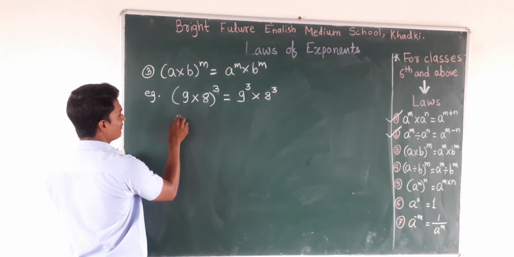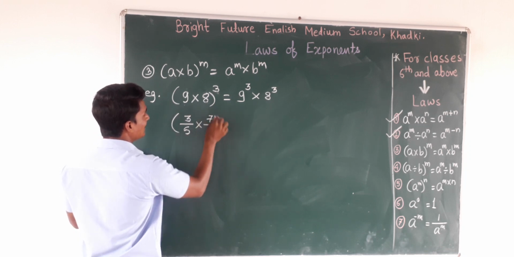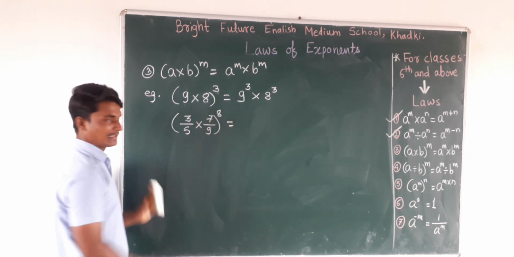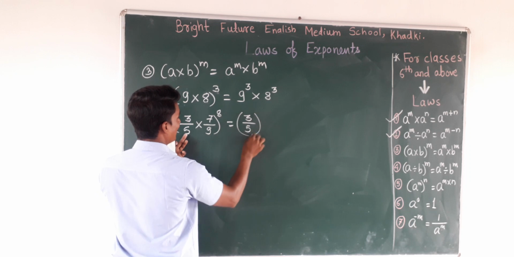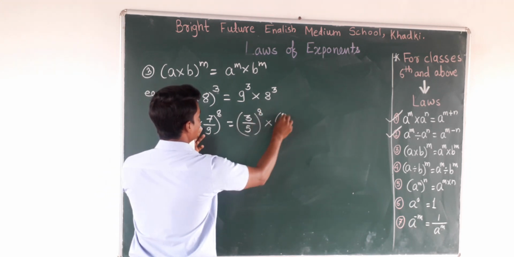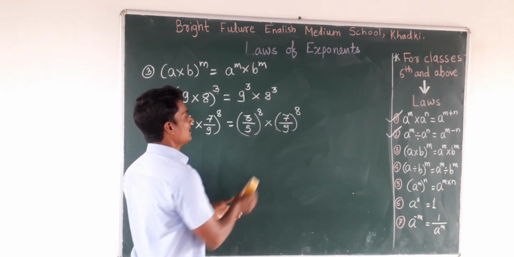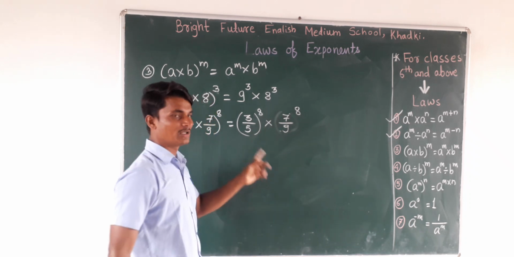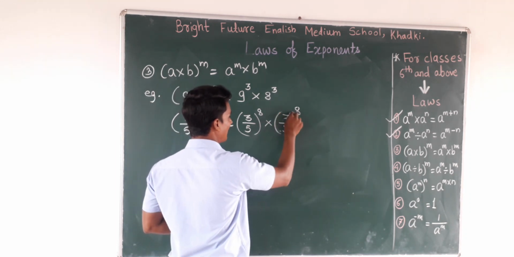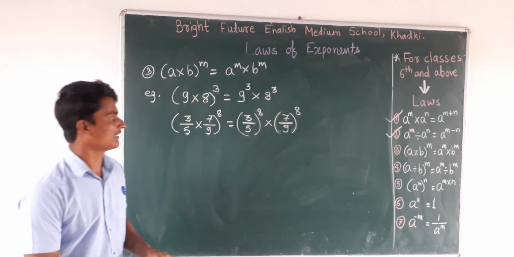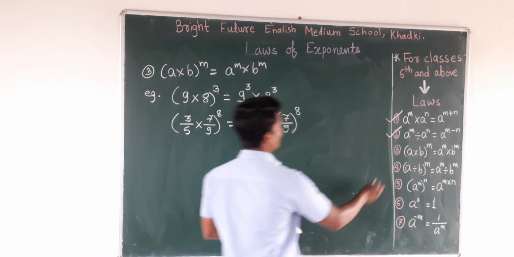Another example, suppose the numbers are in fractions, suppose (3 upon 5 multiplied by 7 upon 9) raised to power 8. Then it is also the same thing, this power goes to both the numbers: (3 upon 5) bracket raised to 8 multiplied by (7 upon 9) bracket raised to 8. Why did I put brackets here? Because if we remove the brackets, this is the power of 7 only, and if we give the brackets, this is the power of both the numerator and denominator. That's why brackets are important here. So this power goes to both the numbers. Now this is the third rule.